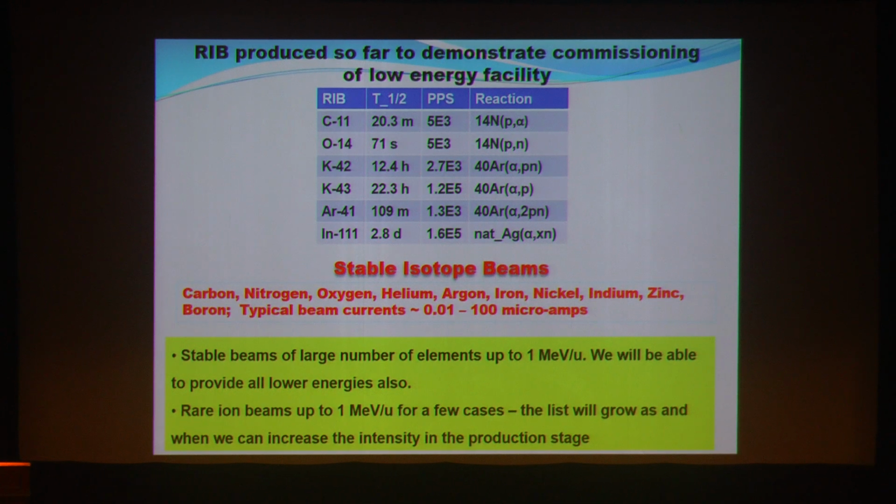Any RIB accelerator is also a very good accelerator for stable isotope beams, so these stable isotopes are also available. Typical beam currents here can be very high. So stable beams of a large number of elements up to 1 MeV per nucleon are available. We will be able to provide all lower energies also. It is a continuously variable accelerator. Rare elements are available up to 1 MeV per nucleon for a few cases. The list will grow as and when we can increase the intensity in the production stage.